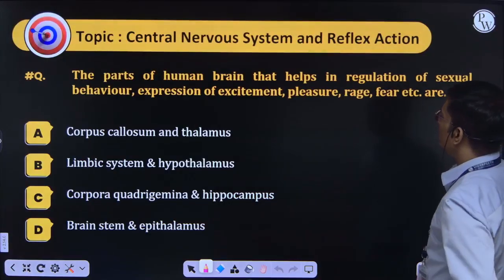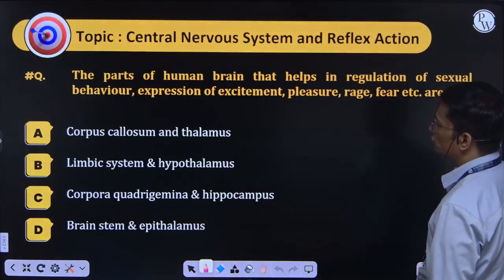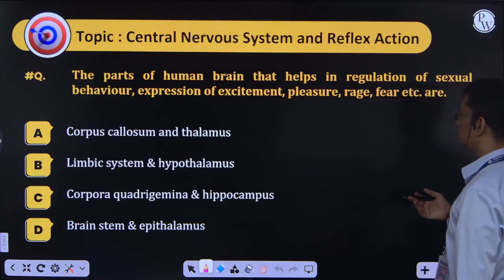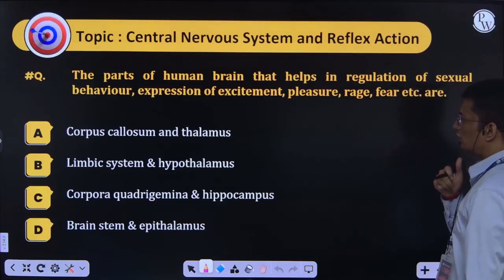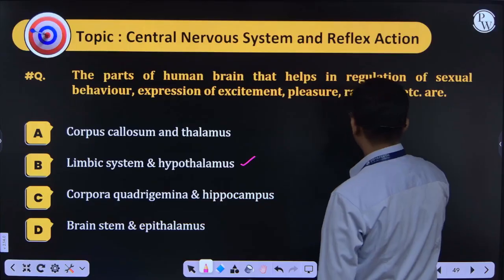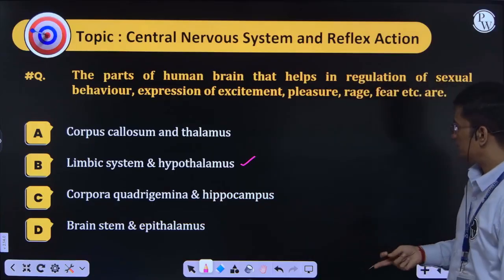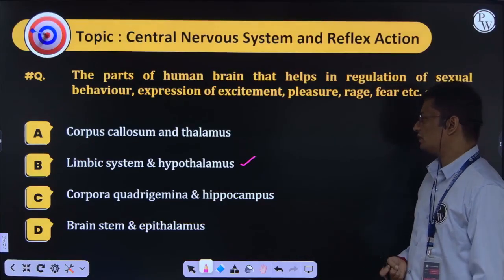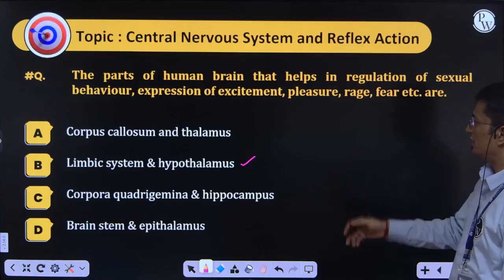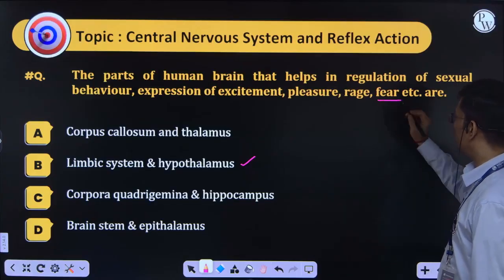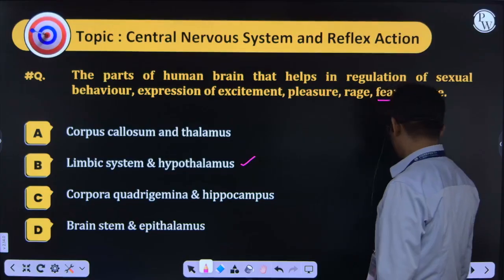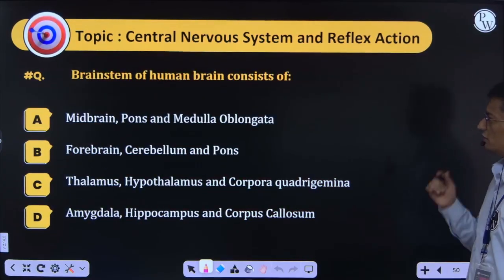The part of the human brain that helps in regulation of sexual behavior, expression of excitement, pleasure, rage, fear: these are all controlled by the limbic system. Limbic system parts you should know: amygdala, hippocampus, hypothalamus, olfactory lobe. The limbic system controls fear, rage, pleasure, excitement, expression, motivation.